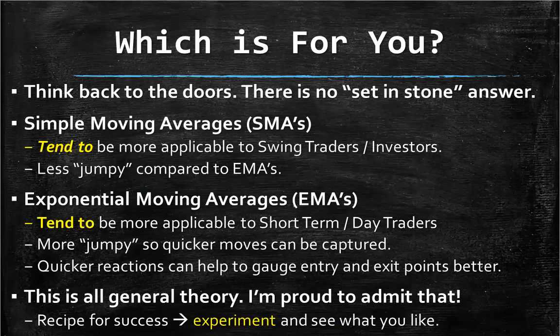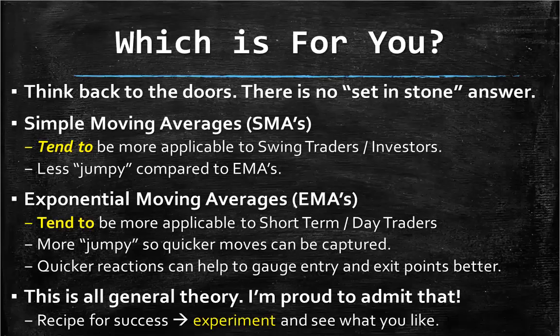So which moving average is for you? That's a very good question. So think back to those doors. There is no set in stone answer. I mean, it's all going to be a lot of experimentation, testing things out, paper trading, and seeing what you feel most comfortable with. Simple moving averages tend to be more applicable to swing traders and investors, because they are less jumpy compared to EMAs. Whereas an exponential moving average tends to be more applicable to short-term day traders because they are more jumpy, quicker moves can be captured. Quicker reactions can help to gauge entry and exit points better, but these are just general rules of thumb.